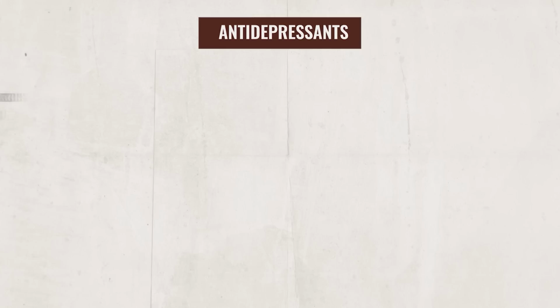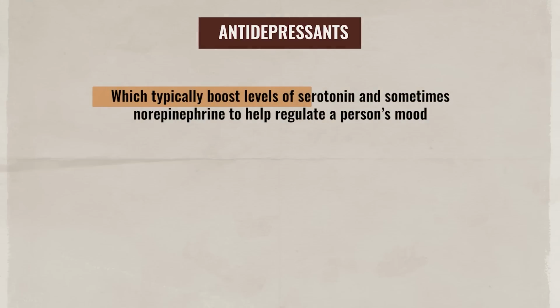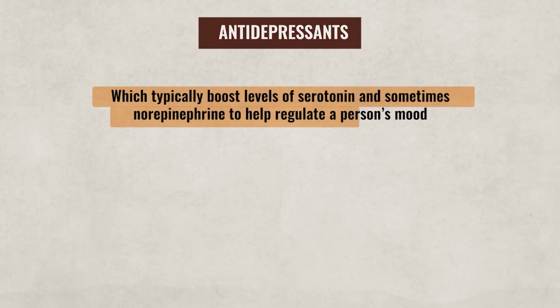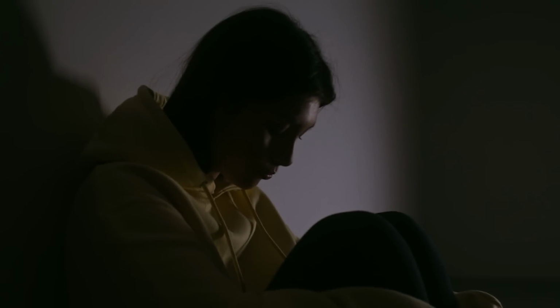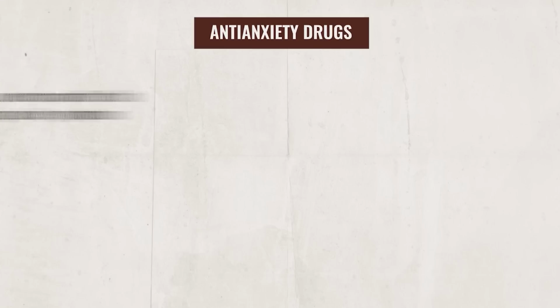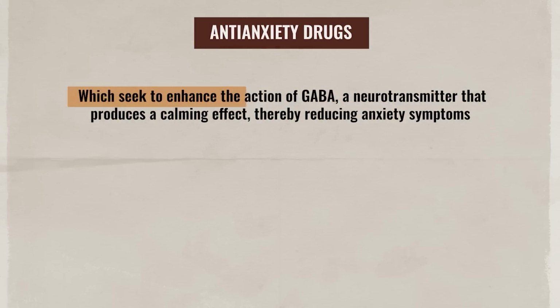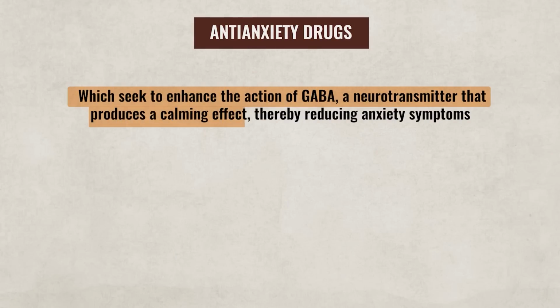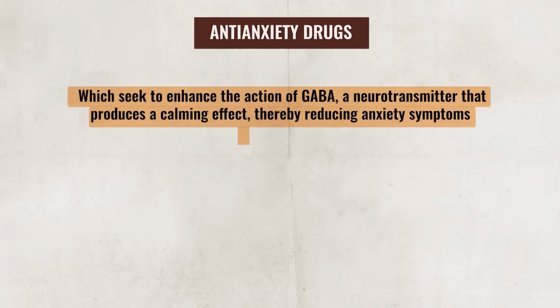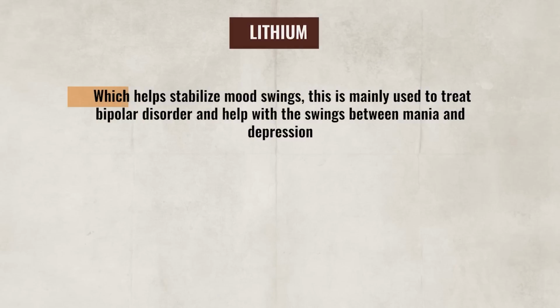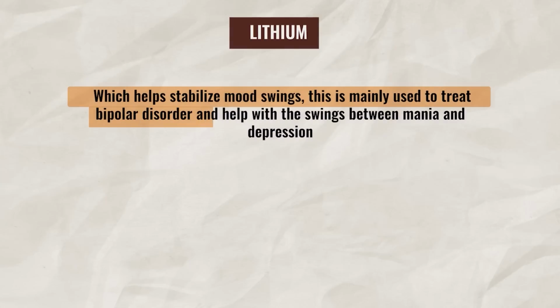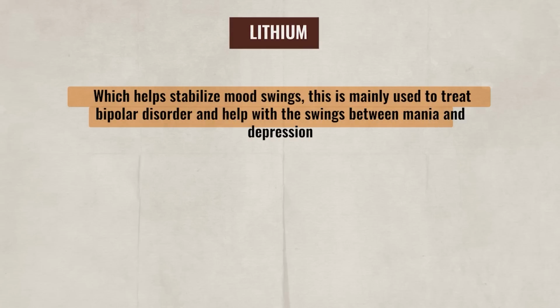The first is antidepressants, which typically boost levels of serotonin and sometimes norepinephrine to help regulate a person's mood. These are commonly used for depression, anxiety, and other related conditions. Next is anti-anxiety drugs, which seek to enhance the action of GABA, a neurotransmitter that produces a calming effect, thereby reducing anxiety symptoms. The third is lithium, which helps stabilize mood swings. This is mainly used to treat bipolar disorder and help with the swings between mania and depression.